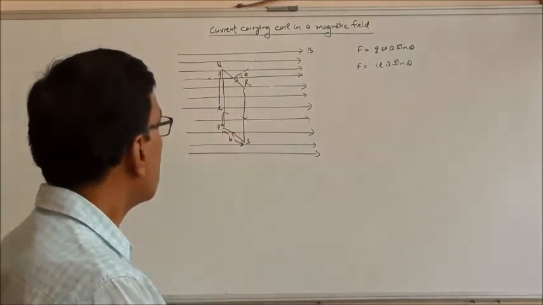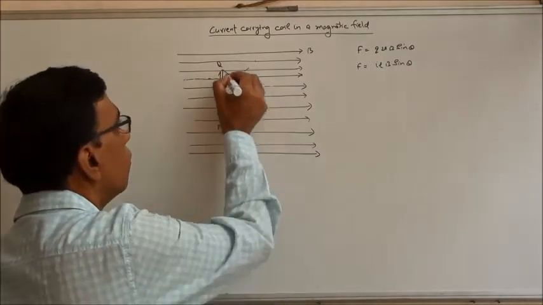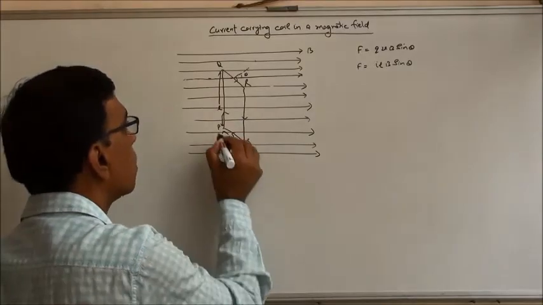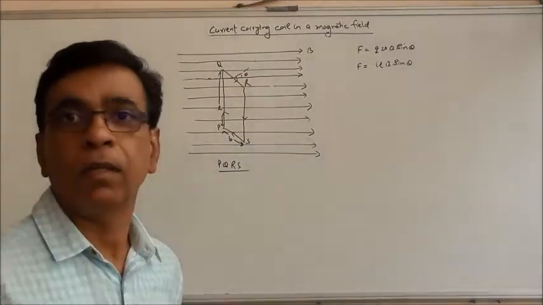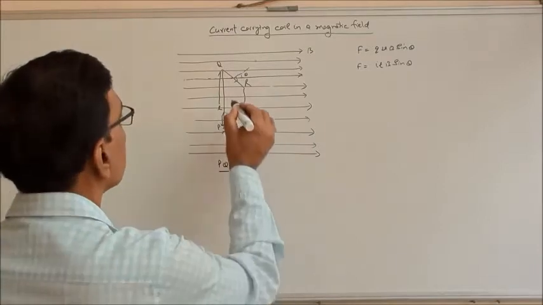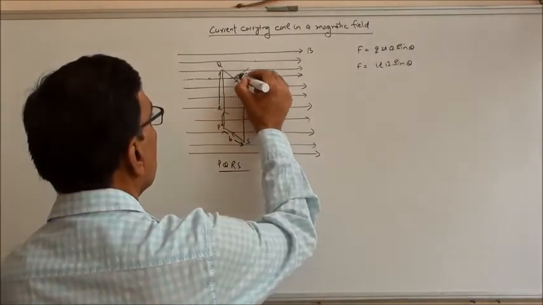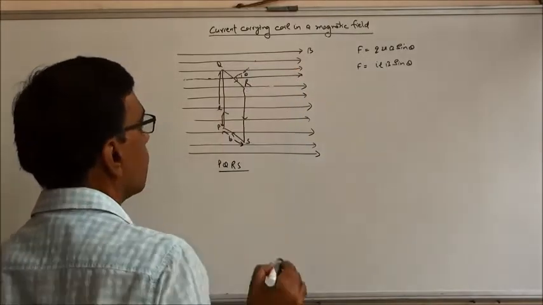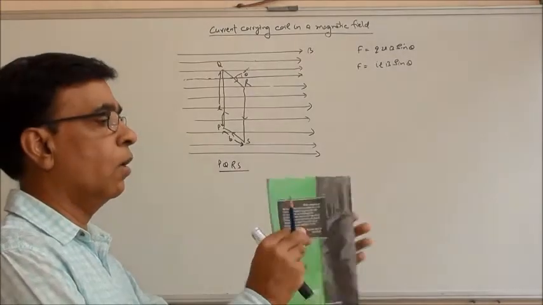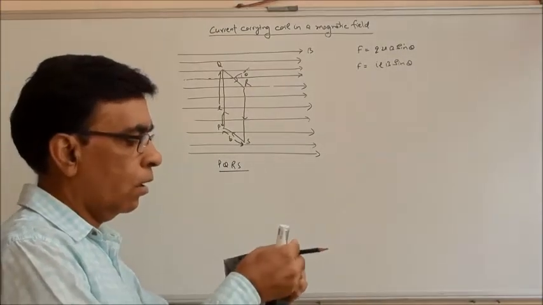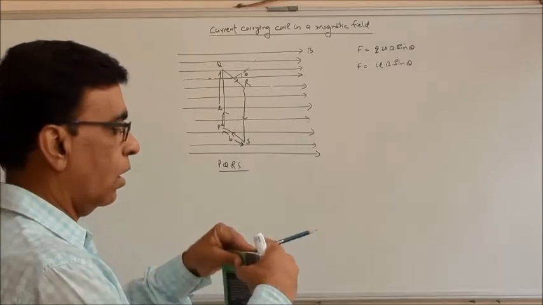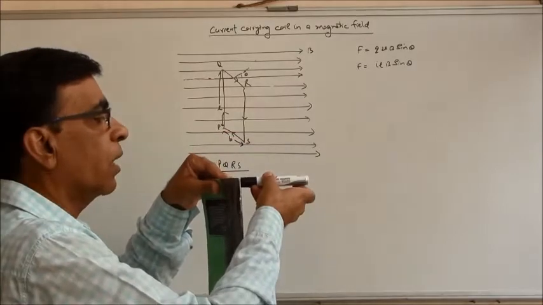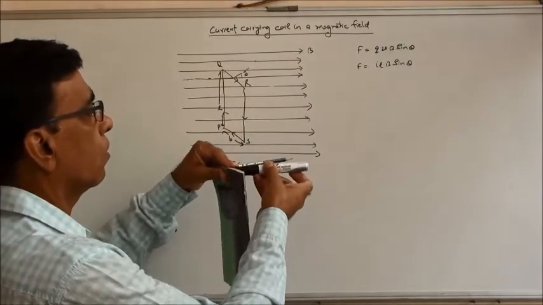Now this time it's a current carrying wire only, but taken in the form of a loop. I have taken a loop PQRS and placed it in the magnetic field in such a way that the perpendicular to the plane makes an angle theta with the field direction. This is the area vector perpendicular to the plane, and this is the direction of the magnetic field. So it is kept like this.